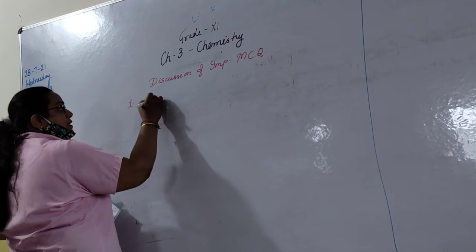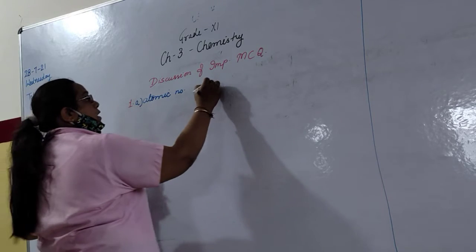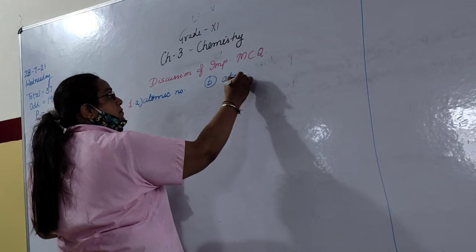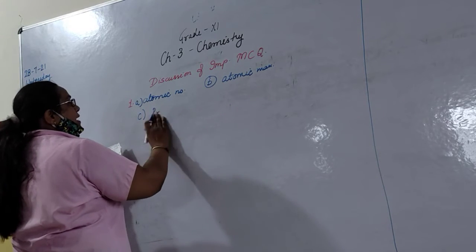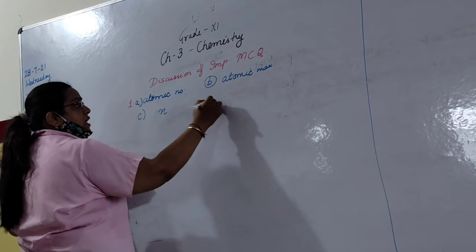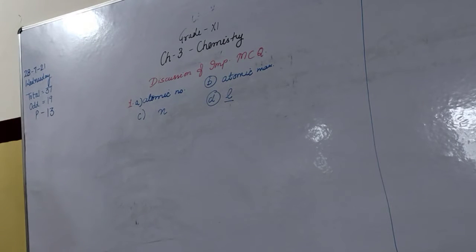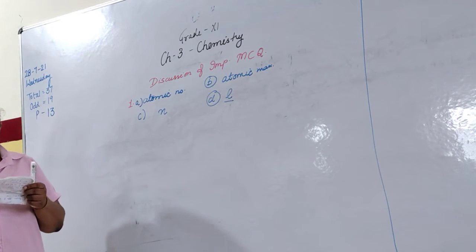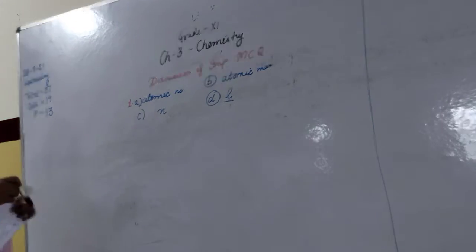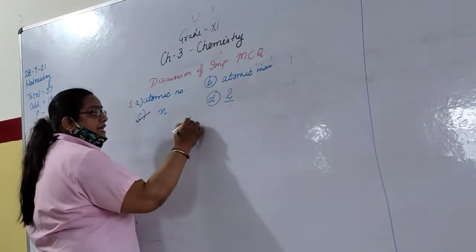Options are atomic number, atomic mass, principal quantum number, I am writing it with n, and D is your azimuthal or secondary quantum number. Just see this question: in a modern periodic table, the period indicates the value of. Answer is principal quantum number.